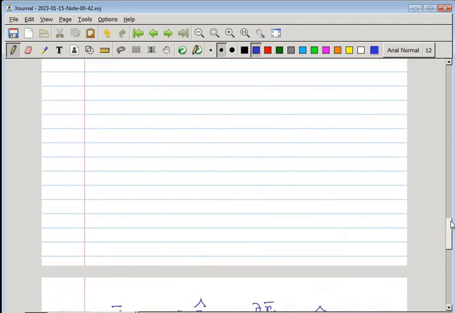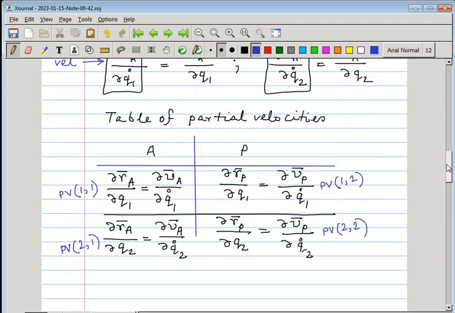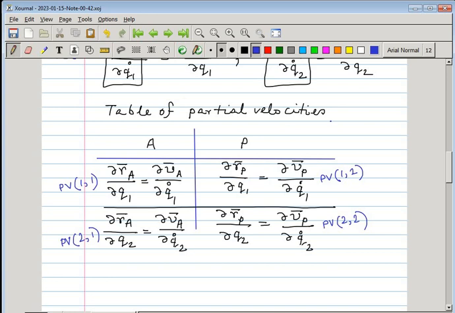So in Kane's dynamics we use this table, actually the table of partial velocities. So we do not use this, we use this. In Kane's method we do not use this, but we use this. So thank you.